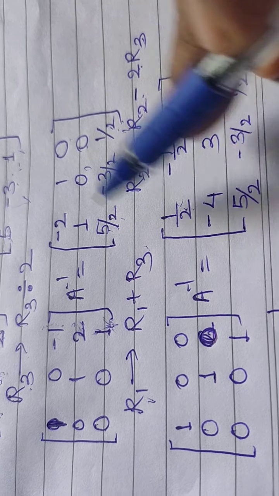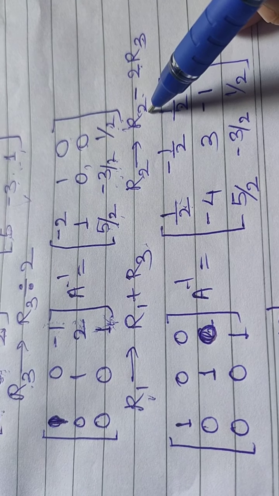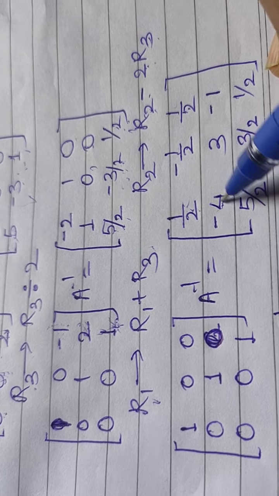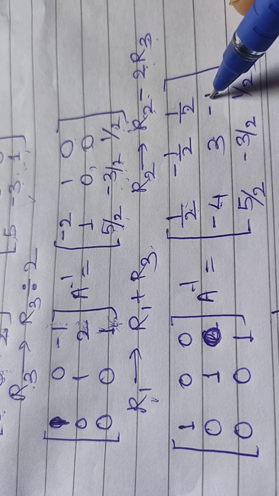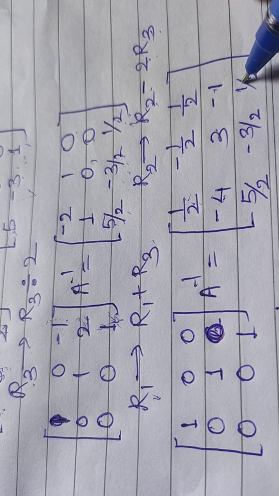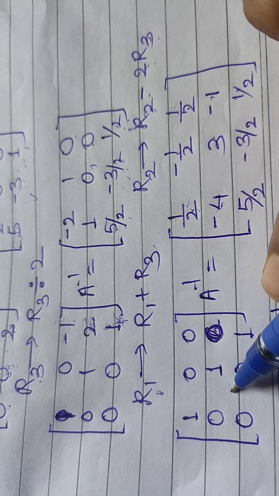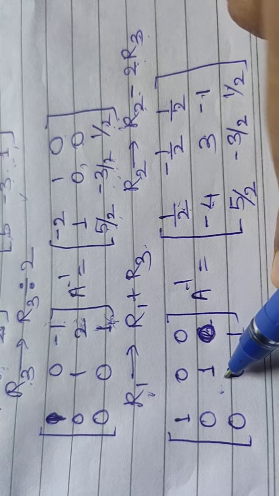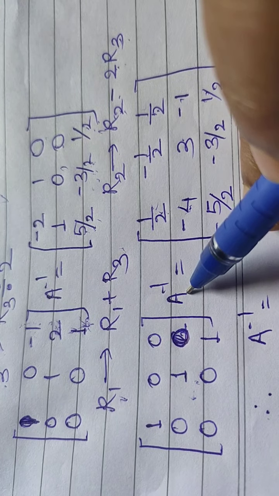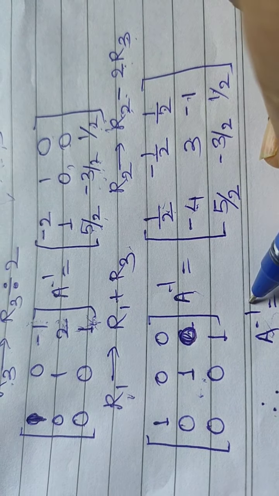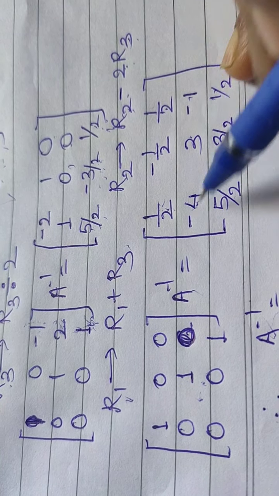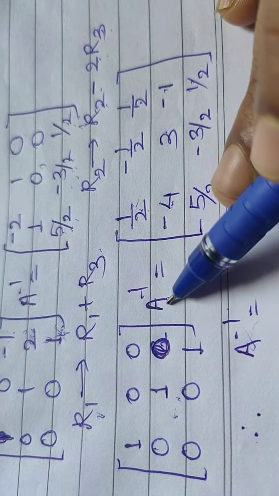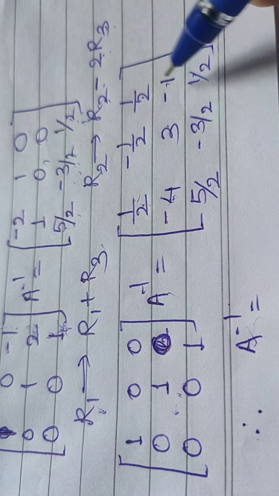In the same way, perform the second row transformation. R2 changes to R2 minus 2R3. We get the numbers minus 4, 3, minus 1, and the third row elements will remain as they are. So now we get the identity matrix I on the left hand side. So this is nothing but I into A inverse, that is the A inverse matrix. Whatever the matrix on the right hand side, this will be the inverse of the matrix.